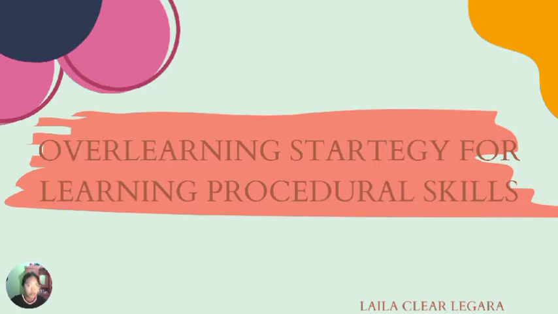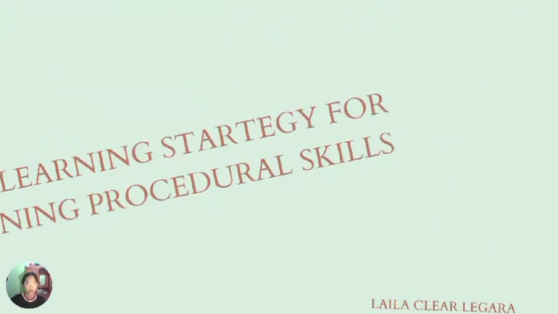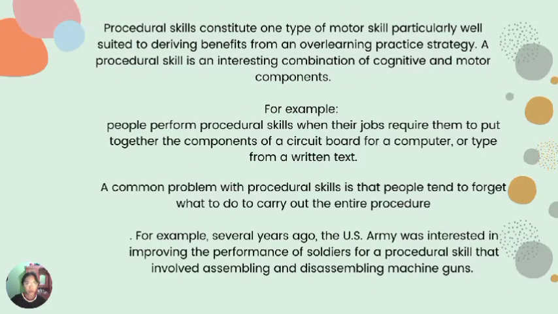So, overlearning strategy for learning procedural skills. Procedural skills constitute one type of motor skill particularly well suited to deriving benefits from an overlearning practice strategy. A procedural skill is an interesting combination of cognitive and motor components. For example, people perform procedural skills when their jobs require them to put together the components of a circuit board for a computer or type from a written text.